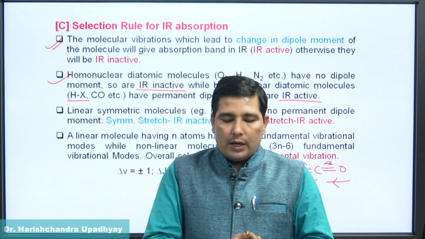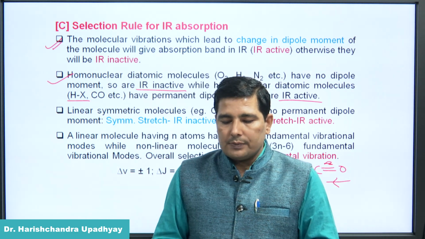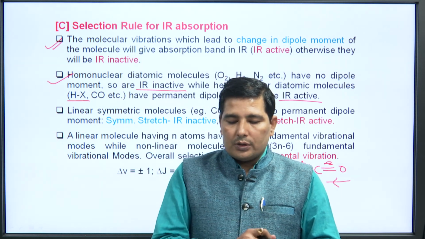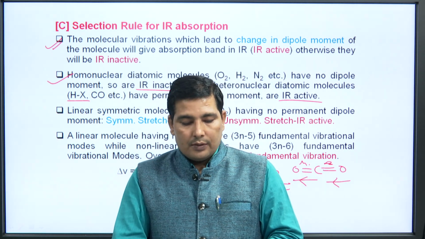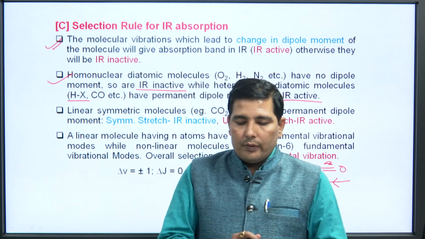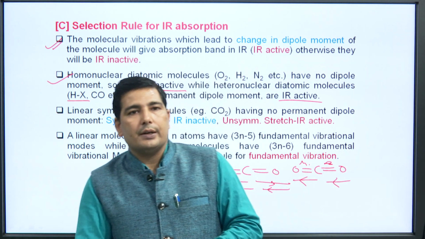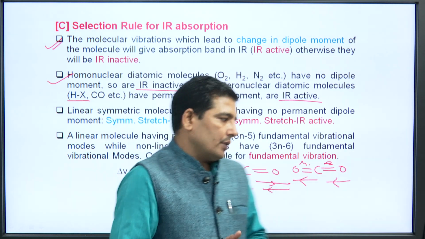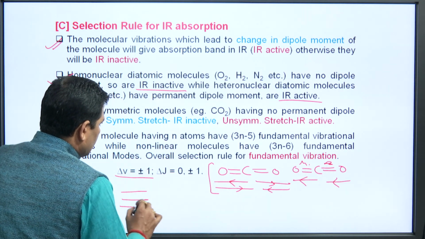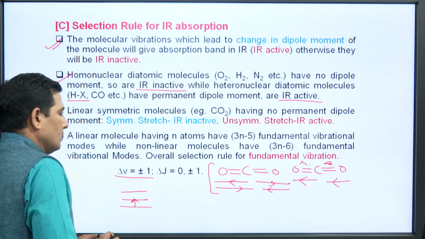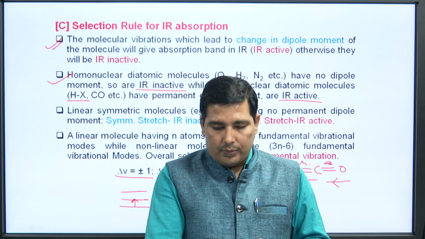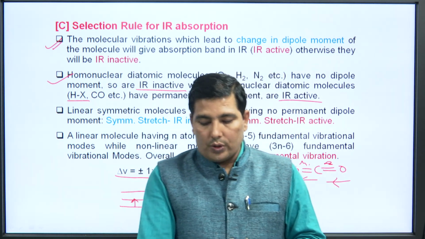A linear molecule having n atoms will have 3n minus 5 fundamental vibrational modes, while non-linear molecules will have 3n minus 6 fundamental vibrational modes. We have to note this, and the overall selection rule for fundamental vibration is delta V plus or minus 1, meaning a change from one energy level to the next succeeding level, which is the allowed condition, and delta J is 0 or plus or minus 1, where J is the rotational quantum number.